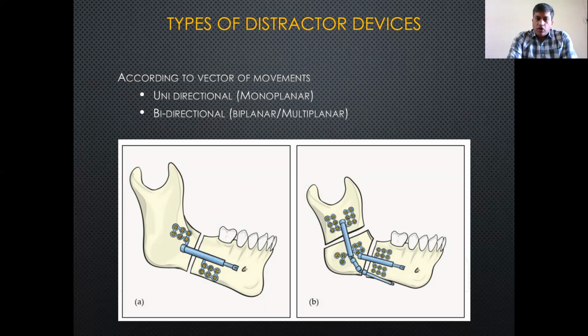A bidirectional or biplanar distractor will allow the distraction to occur in two directions. So it can simultaneously bring about a vertical distraction as well as antero-posterior distraction. And then there is something called a multiplanar distractor, which can bring about movement in supero-inferior, antero-posterior, as well as transverse directions. So that is the classification based on the type of vector.